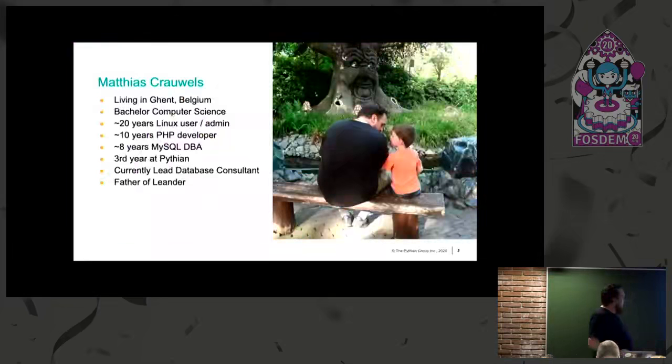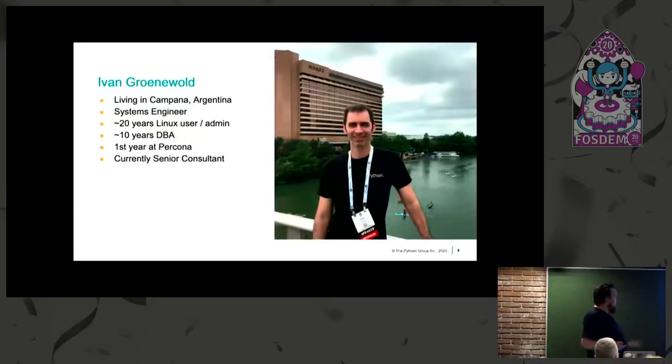So quickly, who we are. My name is Matthias Krauwels. I live here in Belgium, in Ghent. I have a bachelor in computer science, been a Linux user and admin for over 20 years. Then I've been a PHP developer in the start of my career for about 10 years. And since 8-ish years, I'm a MySQL DBA. Currently, I'm a lead database consultant at Pythian. Ivan lives in Argentina, in South America, is a systems engineer. Unfortunately, he also has left Pythian, is now a senior consultant at Percona.